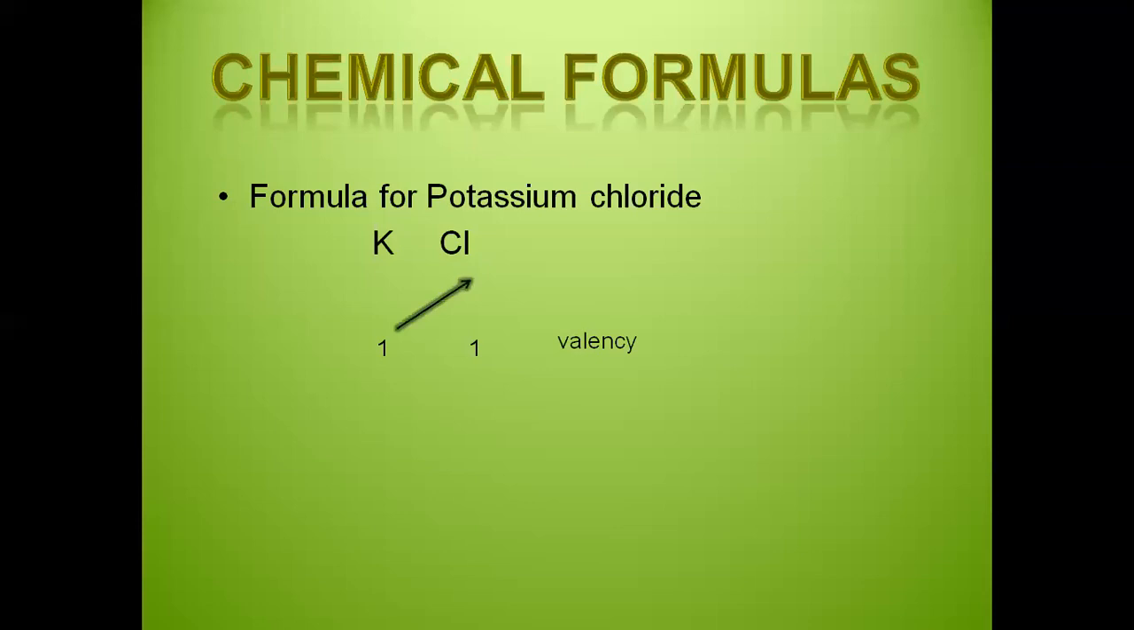Now I'm going to interchange their valencies. K is going to take the valency of Cl and Cl is going to take the valency of K. So when I interchange it, I get the formula as KCl. Is it clear, everyone? Did you all understand how to write the chemical formulas?